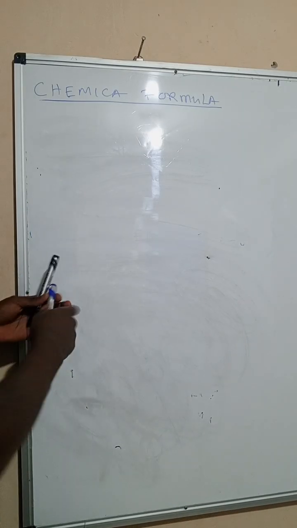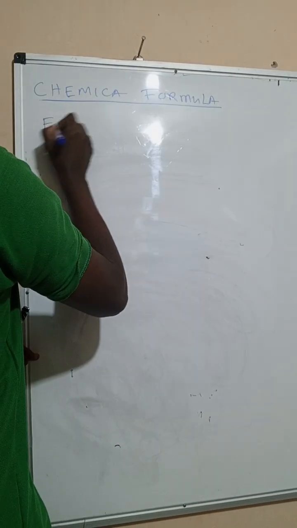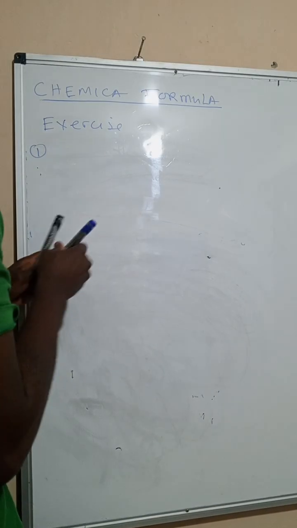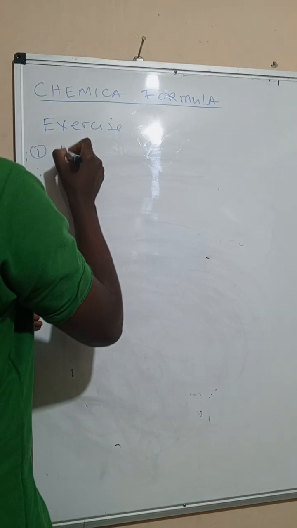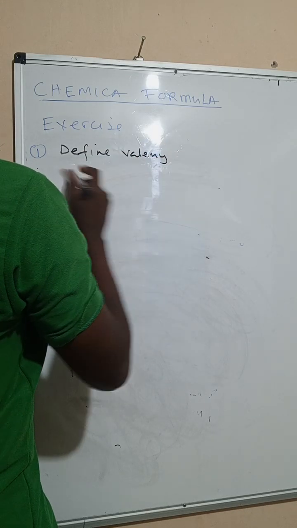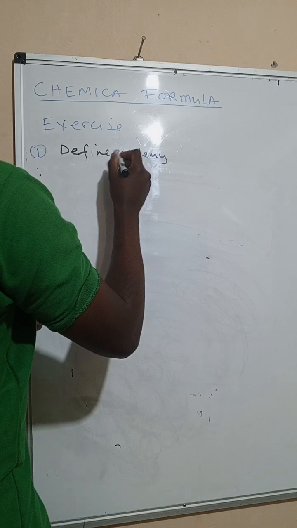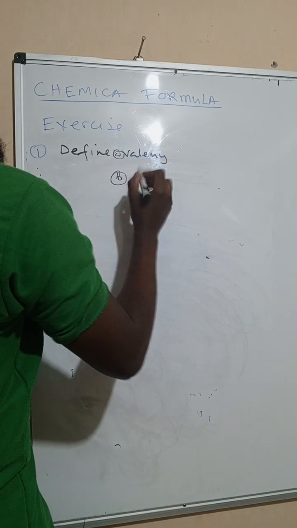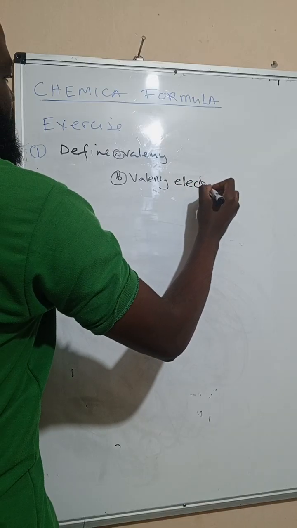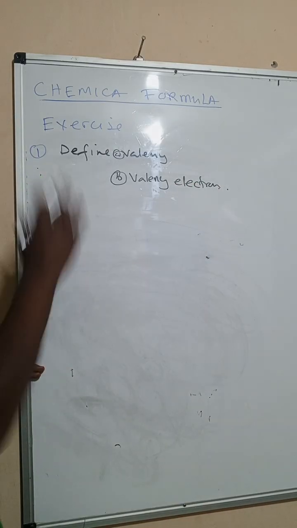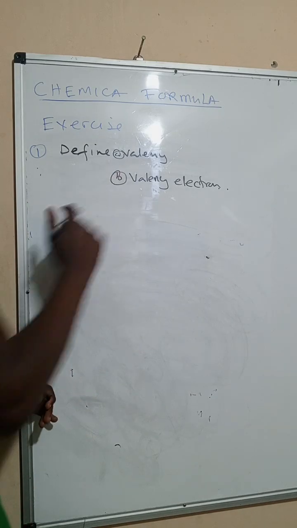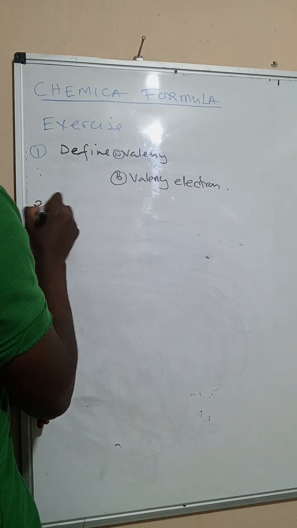So we're writing an exercise. Question 1. A. Define valency. B. Define valence electron. These valency and valence electrons are used in bonding.